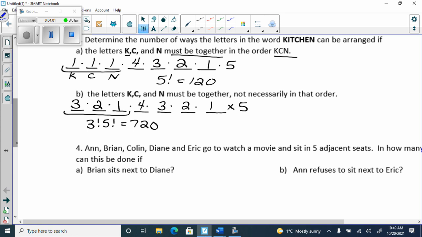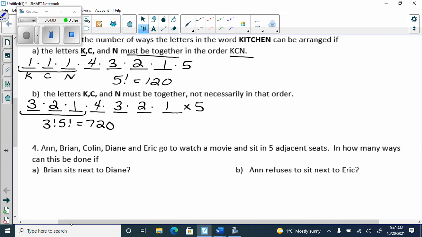Number 4 says, Anne, Brian, Colin, Diane, and Eric, 5 people, go to a movie and sit in 5 adjacent seats, so seats side by side by side. In how many ways can this be done if Brian sits next to Diane? So I sit Brian and Diane next to each other. Does it say Brian has to be on the left and Diane on the right or anything like that? No. So how many options do I have for the first blank? 2 then. Then how many left?